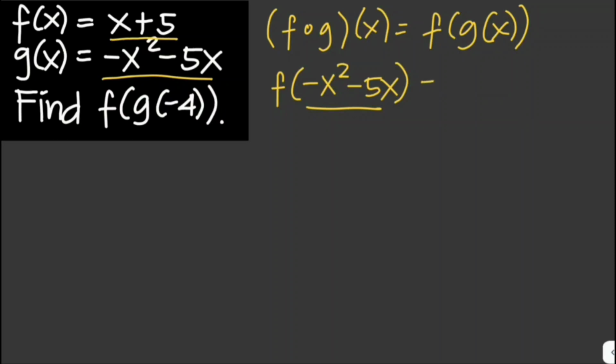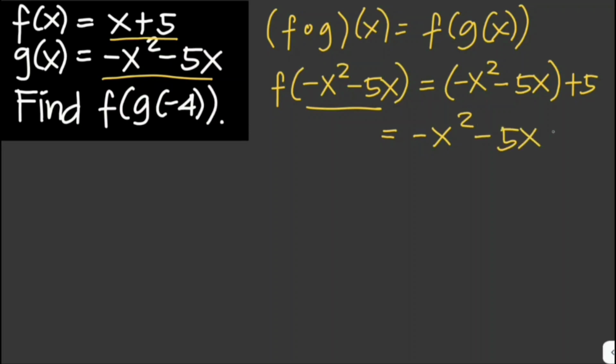So that would be -x² minus 5x plus 5. So we just replace x with g of x. Then we simplify. This is -x² minus 5x plus 5. So this is our f of g of x.